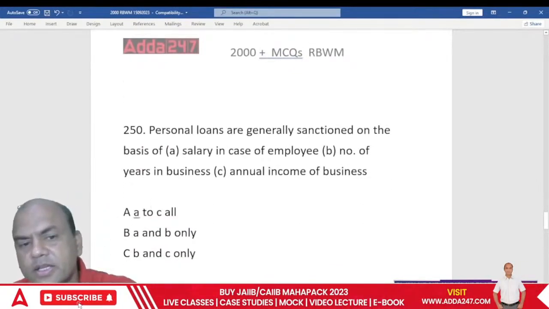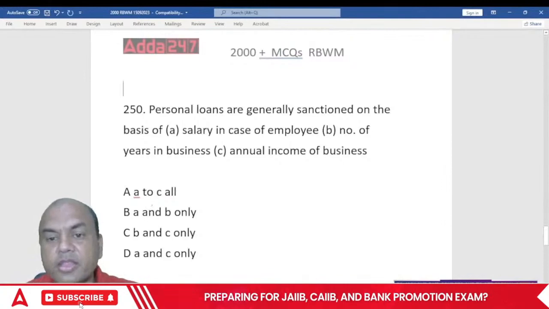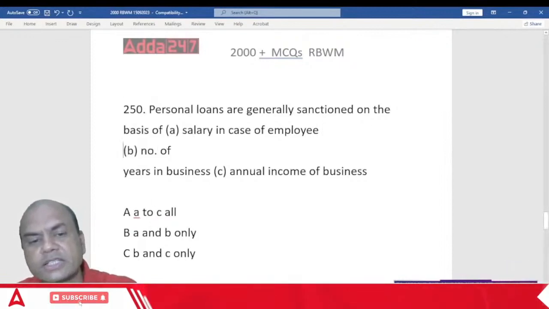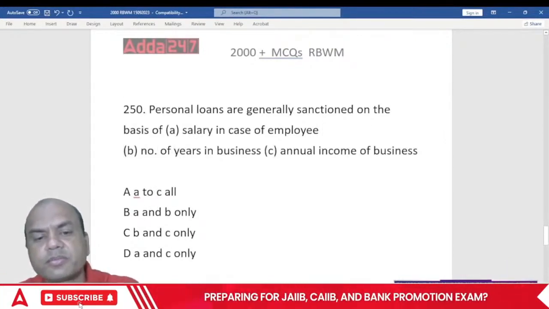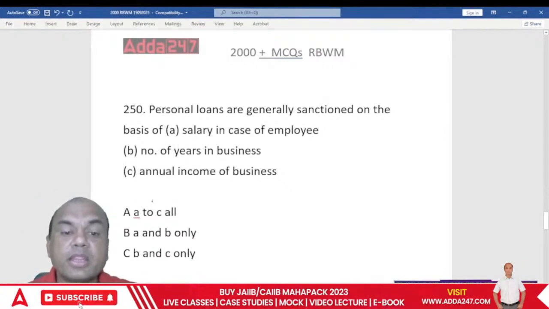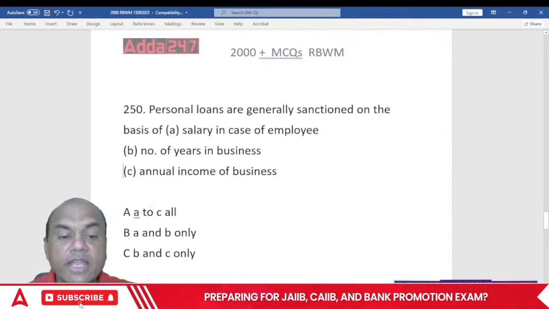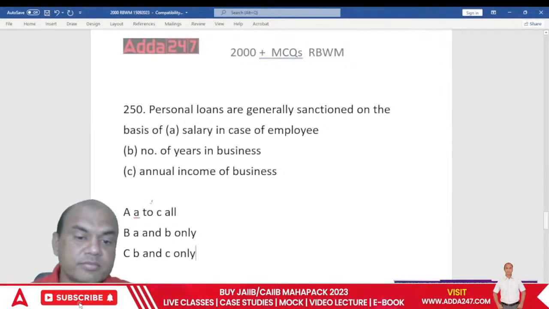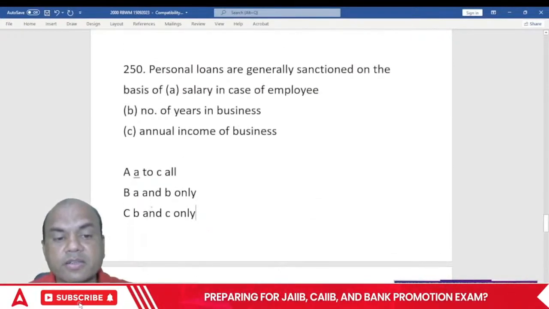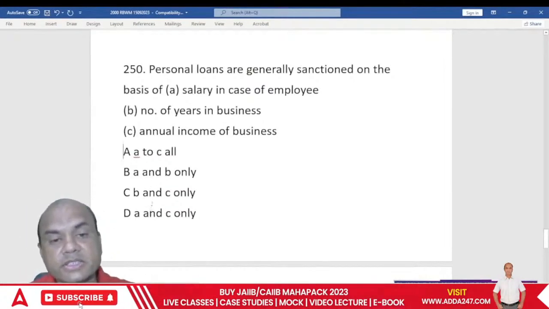Personal loans are generally sanctioned on the basis of salary in case of an employee, number of years in business, and annual income of the business. So personal loans are sanctioned generally on the basis of what? Is it A to C all, or is it A and B only, or B and C only? It is sanctioned on the basis of everyone.